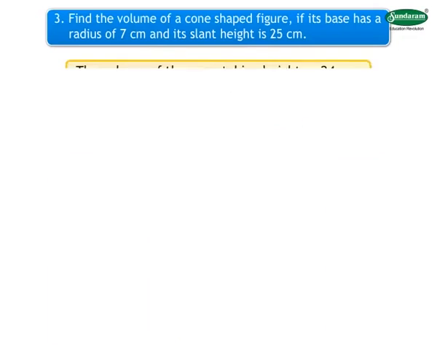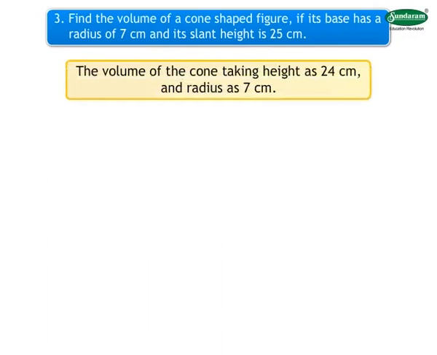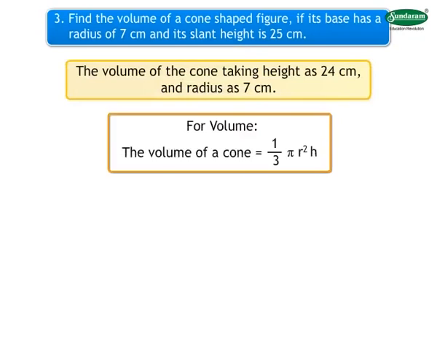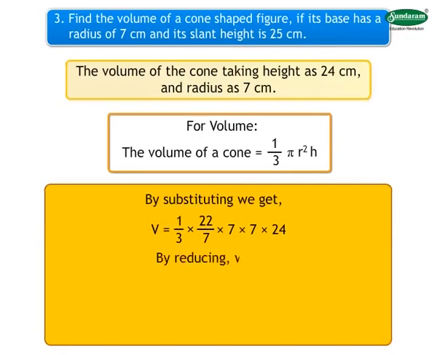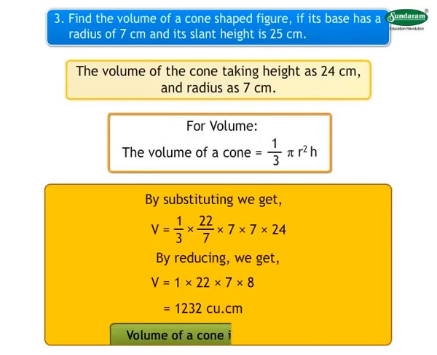Now we can easily find the volume of the cone taking height as 24 centimeter and radius as 7 centimeter. As per the formula, the volume of a cone is equal to 1 upon 3 into pi r square h. By substituting, we get the volume of a cone is equal to 1 upon 3 into 22 upon 7 into 7 into 7 into 24. By reducing, we get the volume of a cone is equal to 1 into 22 into 7 into 8, which is equal to 1232 cubic centimeter. Volume of a cone is 1232 cubic centimeter.